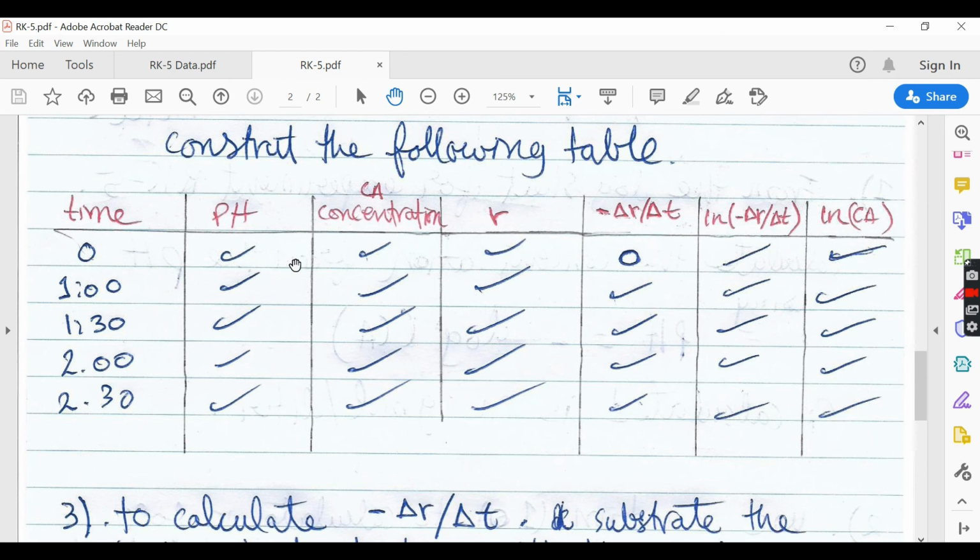The same thing with the time. You have 1 here minus 0, so here will be 1. The second one will be 130 minus 1, so here will be 30 seconds, and then 30 seconds, and so on. So you divide minus delta R by delta t to get minus delta R over delta t. Now you calculate ln of minus delta R over delta t and ln Ca.